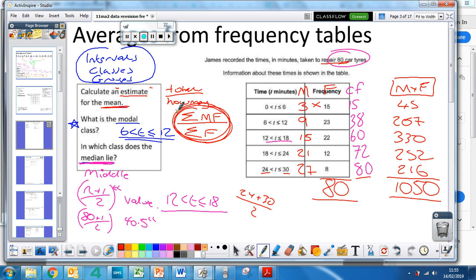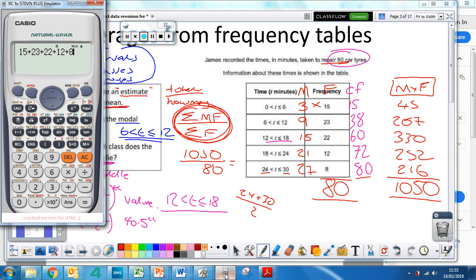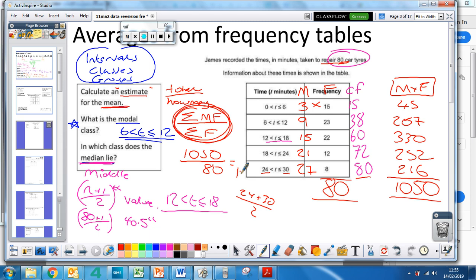This final column, 1050, divided by the total frequency, which is 80. And of course, we'll use a calculator. 1050 divided by 80. And we get the answer 13.125. That is our estimate for the mean. And that is how we work things out.